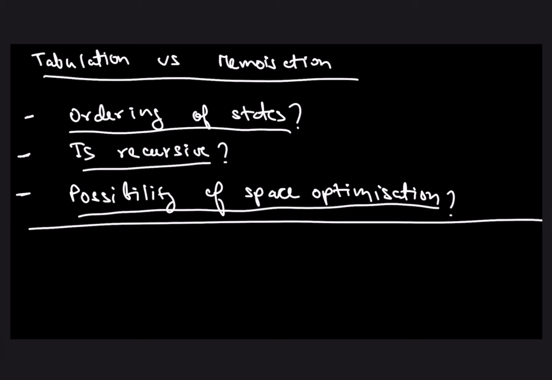Alright, so the parameters that we chose were ordering of the states, is the particular approach recursive or not, and is there any possibility of space optimization. So any other differences or any other comparison can be derived with the help of these three fundamental parameters. All right, so let's just move on ahead with the next.